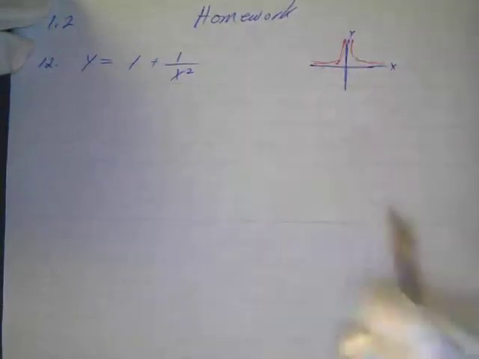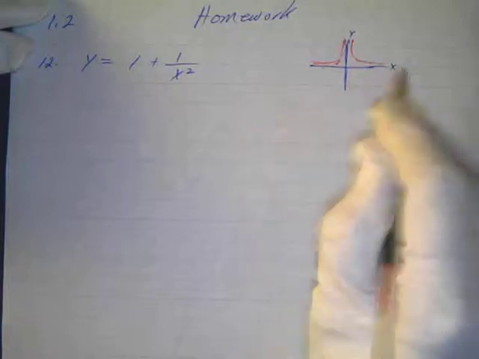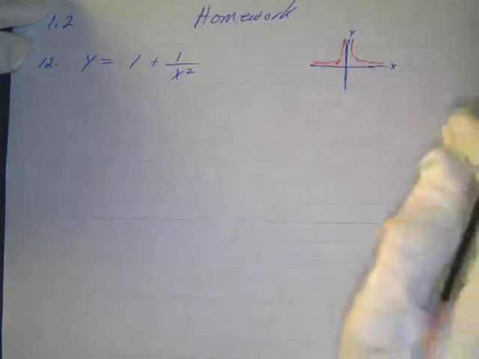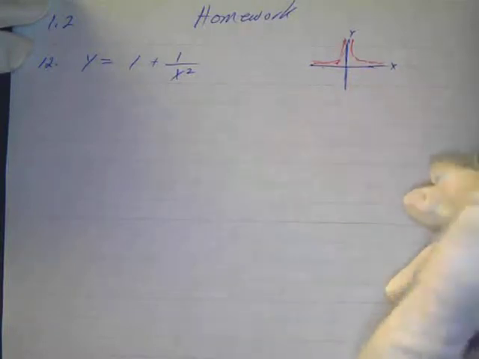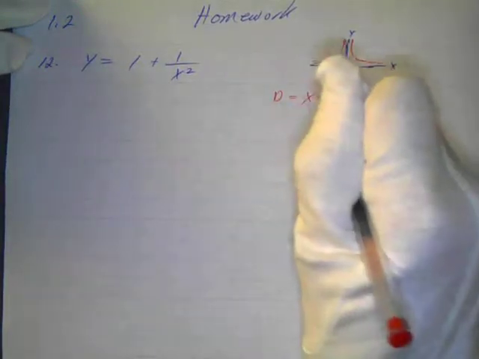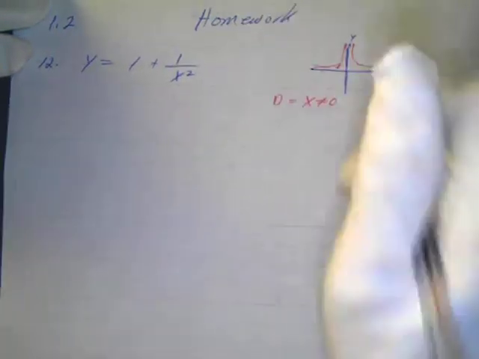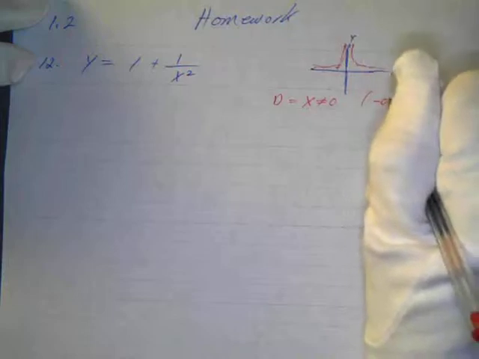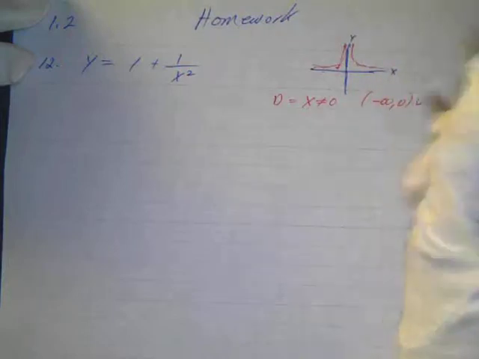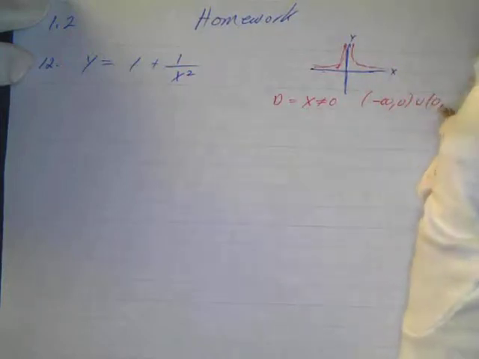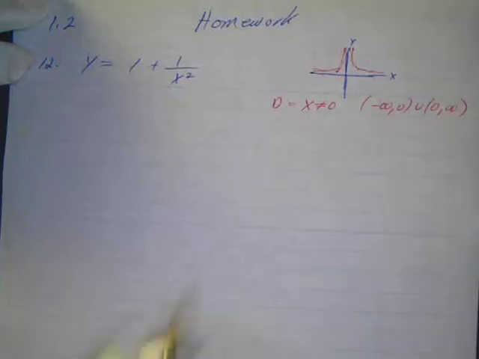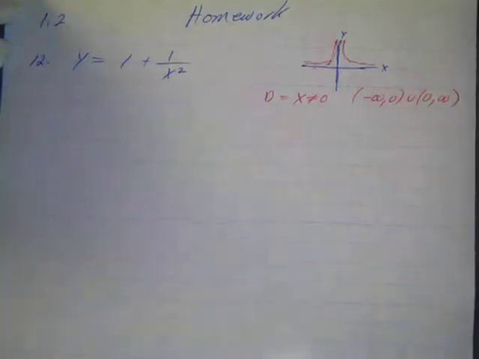So you can see the domain for this function is all x except for x equals 0. You could say the domain is x is not equal to 0. That's one way to write it. So there's a couple ways to write the domain.